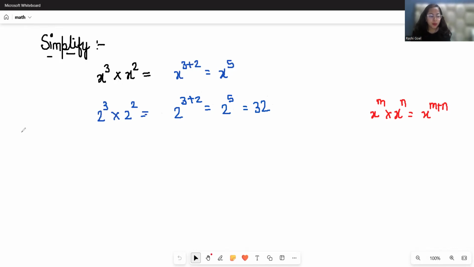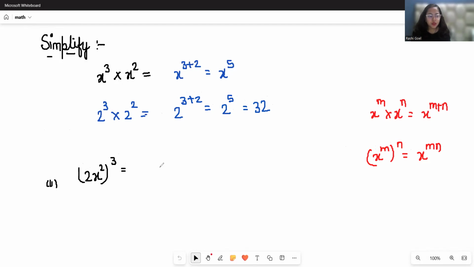Now another problem is, if (2x square) whole power is 3. So how can we solve? We are going to use another exponent rule: (x power m) power n is equal to x power mn.